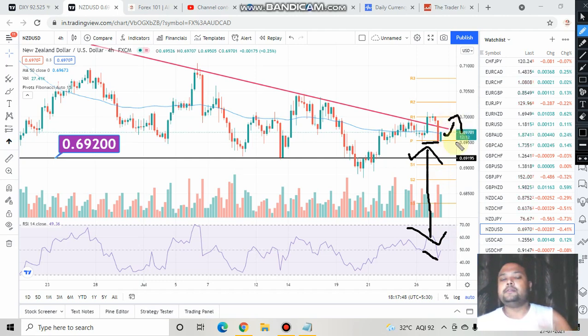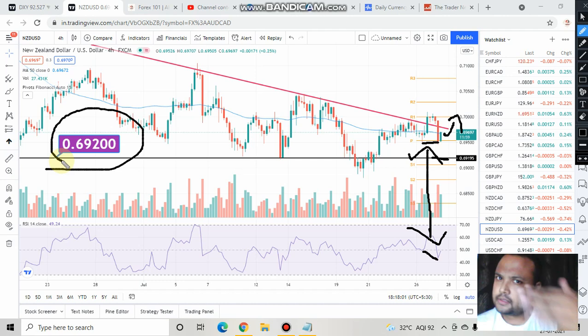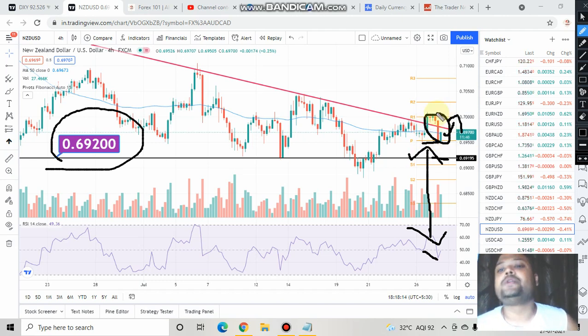First and foremost, this is a descending triangle pattern, and considering the descending triangle pattern theory, we can short the market if the market crosses the 0.6920 level. But right now the current market price is far away from this support level, and here we can see that there is a divergence as well as a bullish harami pattern. Therefore, considering these two things, there is a good possibility that the market may go up from here.